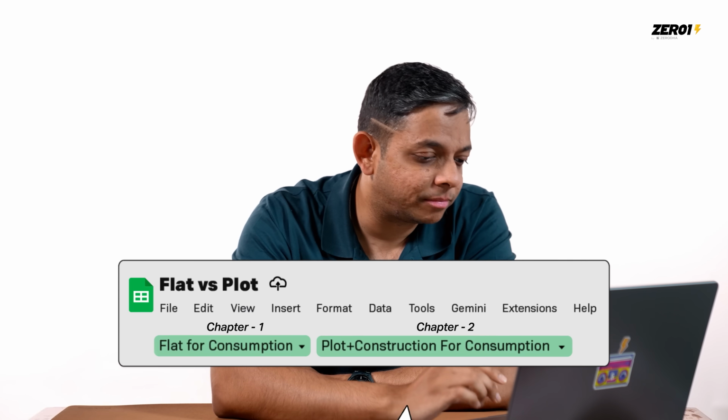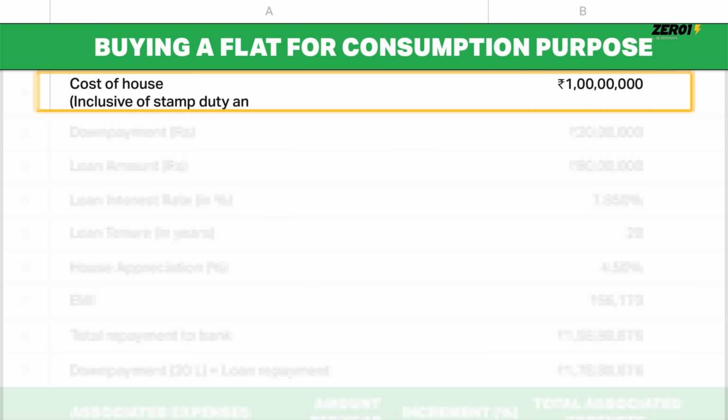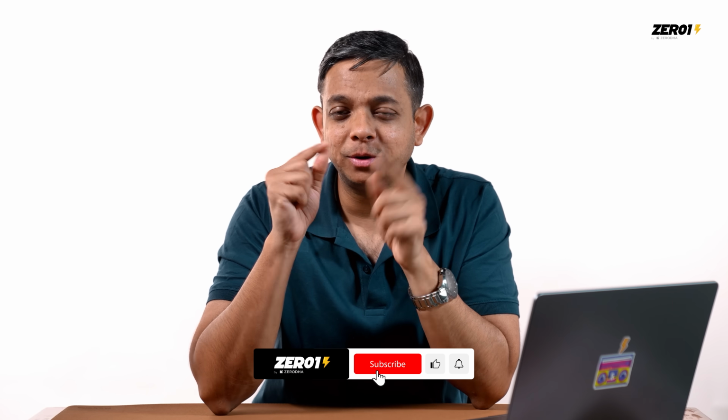So what I'm going to do is start with the flat for self-consumption and open up this Excel sheet. So let's assume we've bought this flat for 1 crore. It's a 2 BHK. What prices ho gaye aajkal? Now I've already included the registration and stamp duty in this 1 crore cost, but we do know that there are other costs. So let's add that.